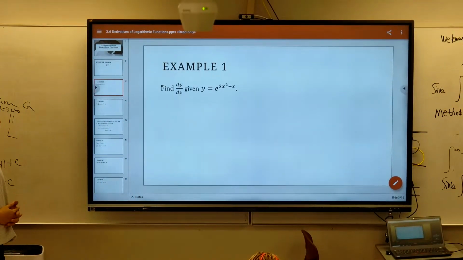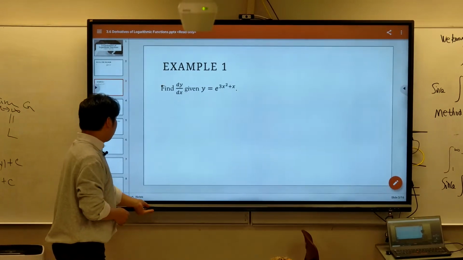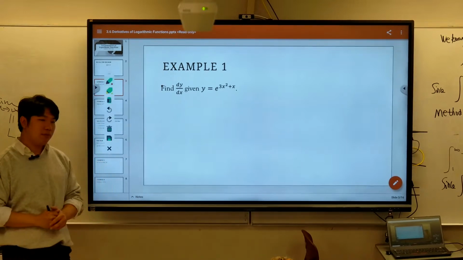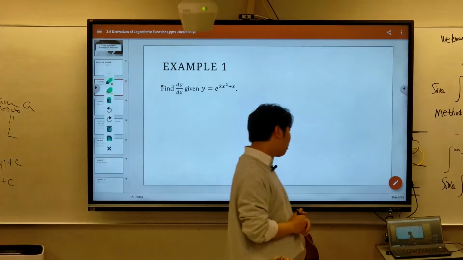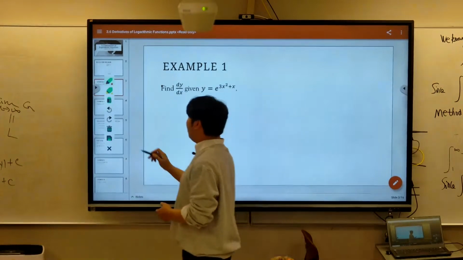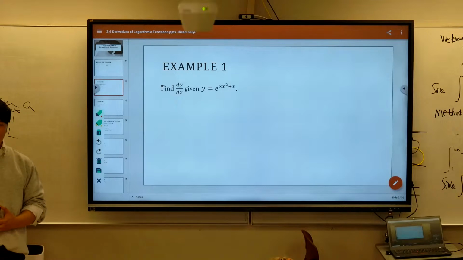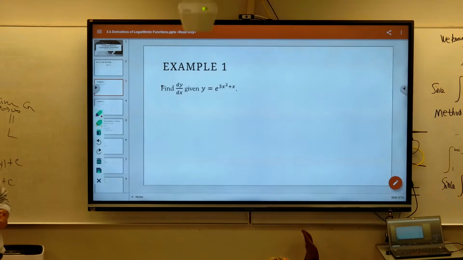Example 1, let's go ahead and get the derivative dy/dx given that y is equal to e to the 3x squared plus x. So we're just doing some recap about exponentials before we talk about logarithmic functions. All right, so looking at this example 1, what rules am I going to need besides the derivative of e to the x? So I'm hearing a couple of different rules. So let's just go down the list. I definitely need e to the x.